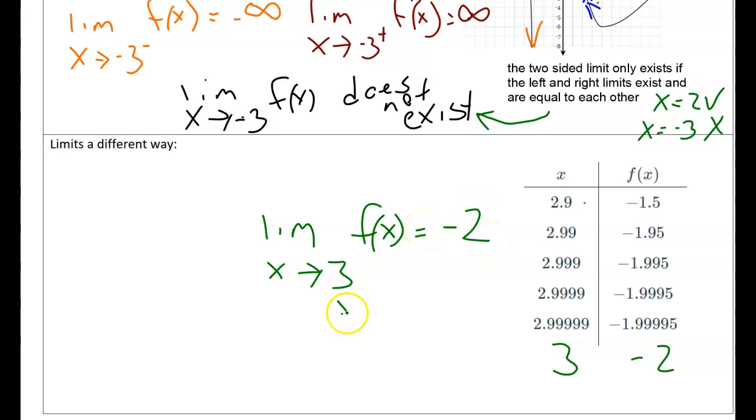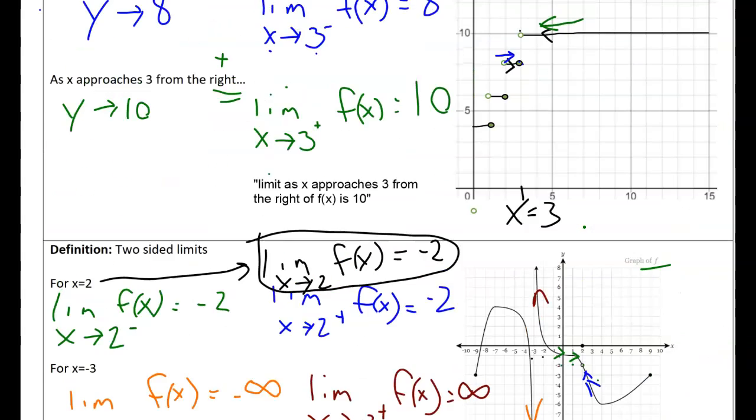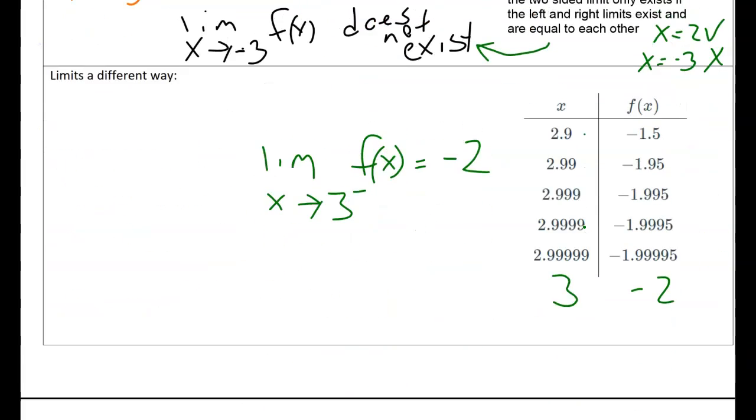So notice here's my x, here's my y. And I need a direction. So the direction is maybe the trickier part. My direction is negative because if I draw a number line here, 3 is here, 2.9 is here, and 2.99 is here, kind of thing. Okay, so I'm approaching from the left-hand side, the negative side. So again, not that complicated of an idea here. Same idea as the graph, we can just represent that same idea in a table as well.